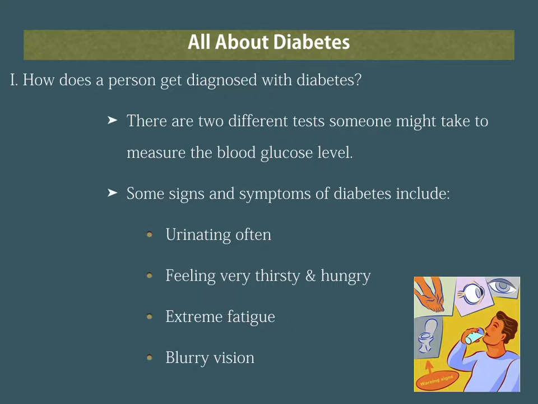The first slide is all about diabetes and how a person gets diagnosed with diabetes. There are two different tests that someone might take to measure the blood glucose levels. Some signs and symptoms of diabetes include urinating often, feeling very thirsty and hungry, extreme fatigue, and blurry vision.